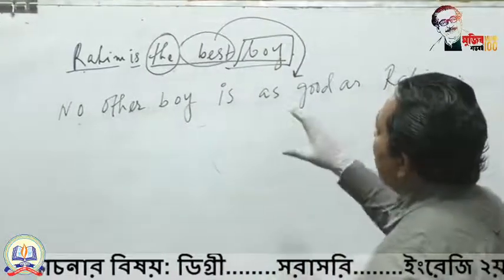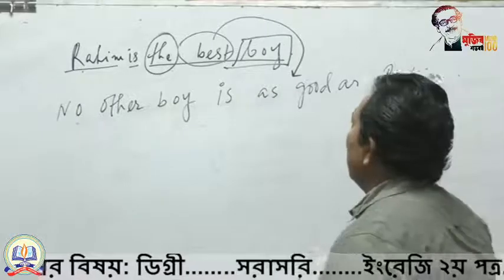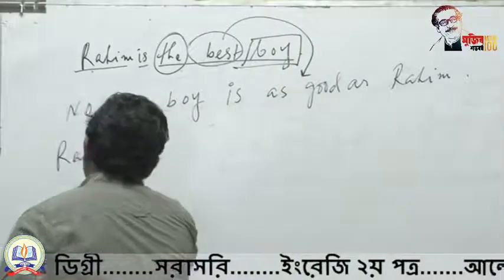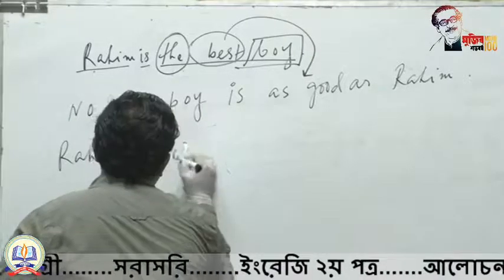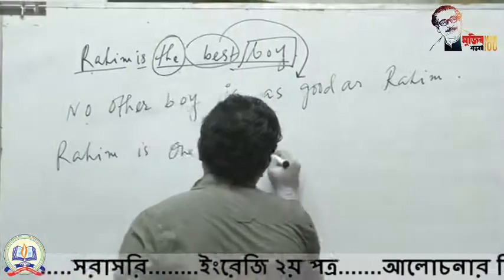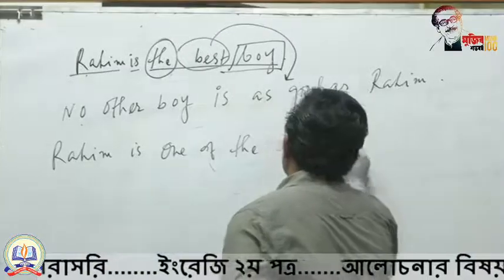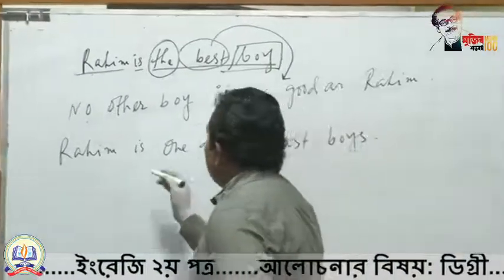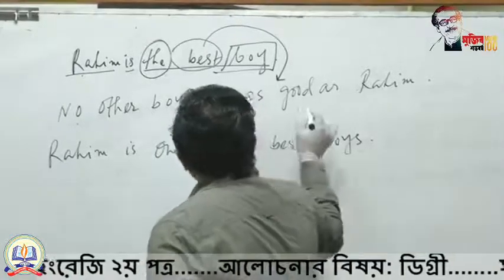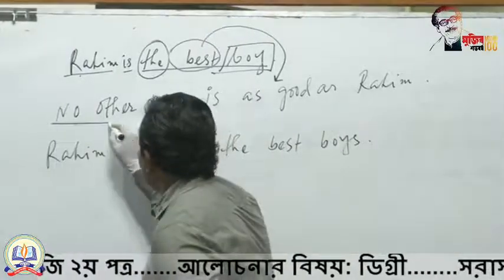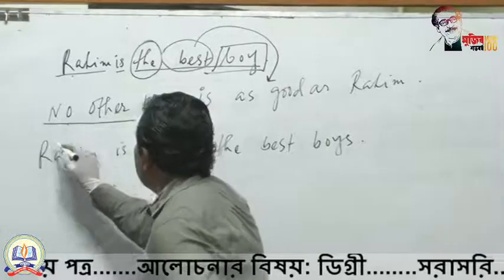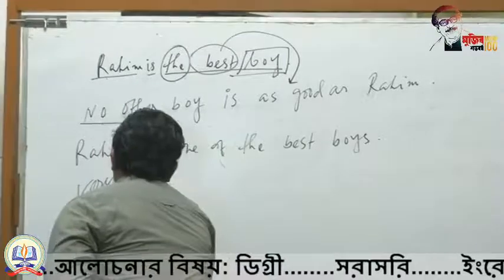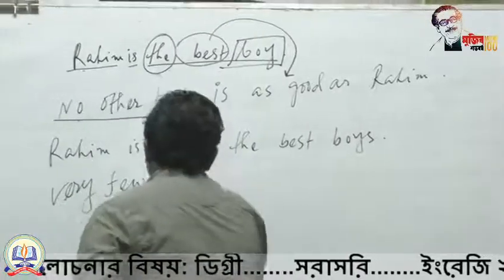If you find the superlative form started with "the," use this structure. And if it started with "one of the," like Rohim is one of the best boys, then all the parts will be the same, but you have to use here "very few," not "no other." Very few boys.